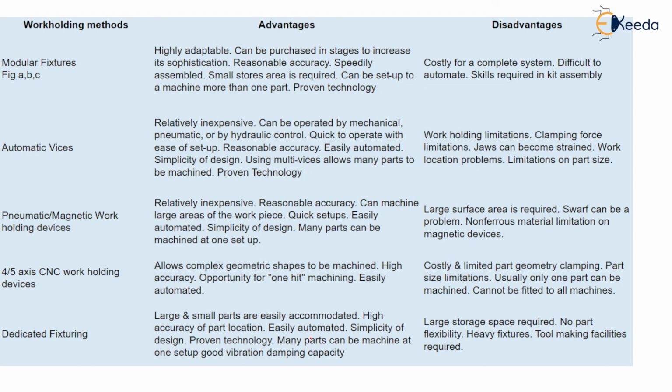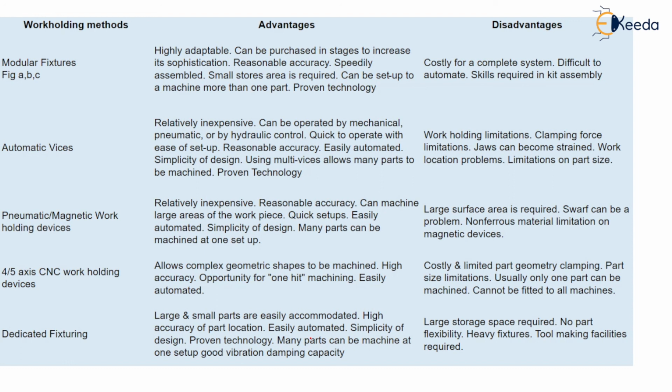Then pneumatic and magnetic work holding devices are available. They are relatively inexpensive, with reasonable accuracy, and can machine large areas of the workpiece. They offer quick setup, are easily automated, and simple in design. Many parts can be machined in one setup. However, a large surface area is required, swarf can be a problem, and non-ferrous material is a limitation for magnetic devices.